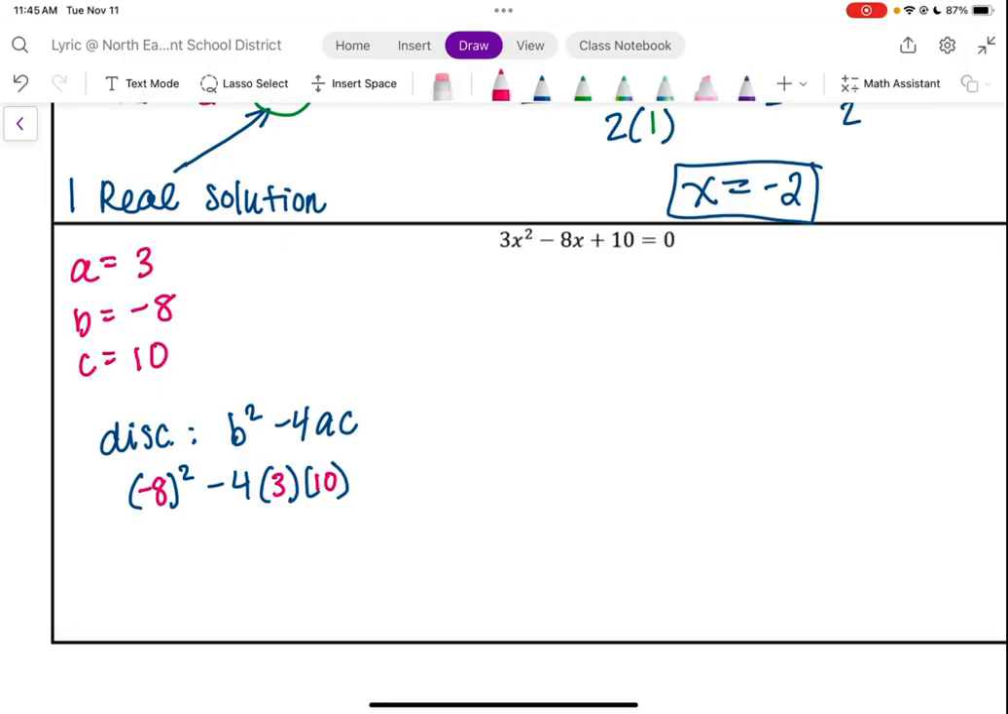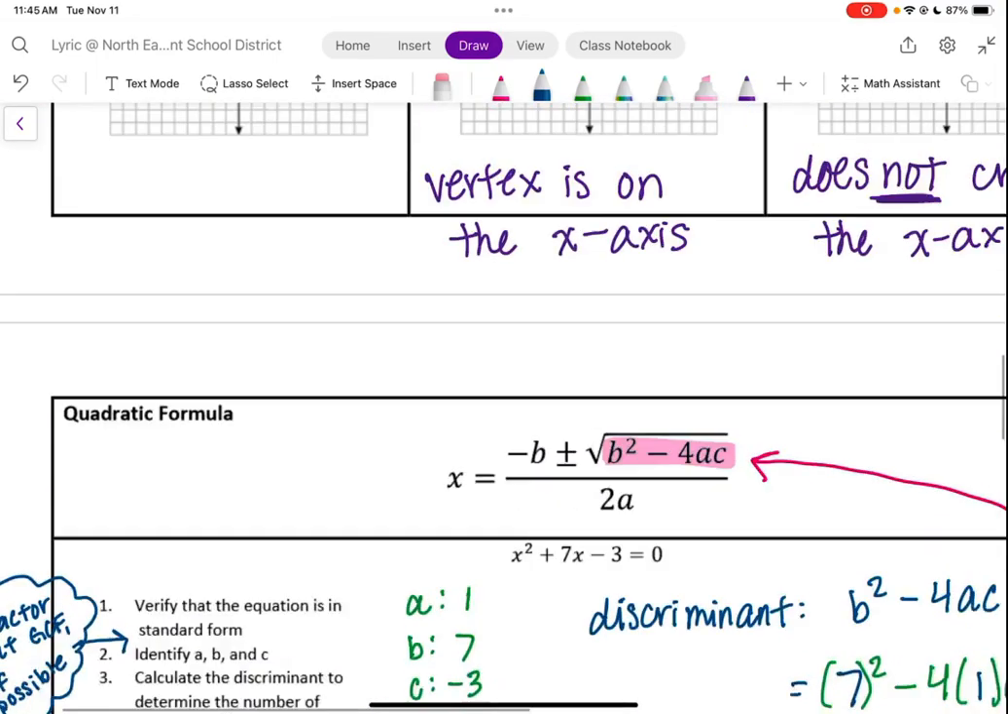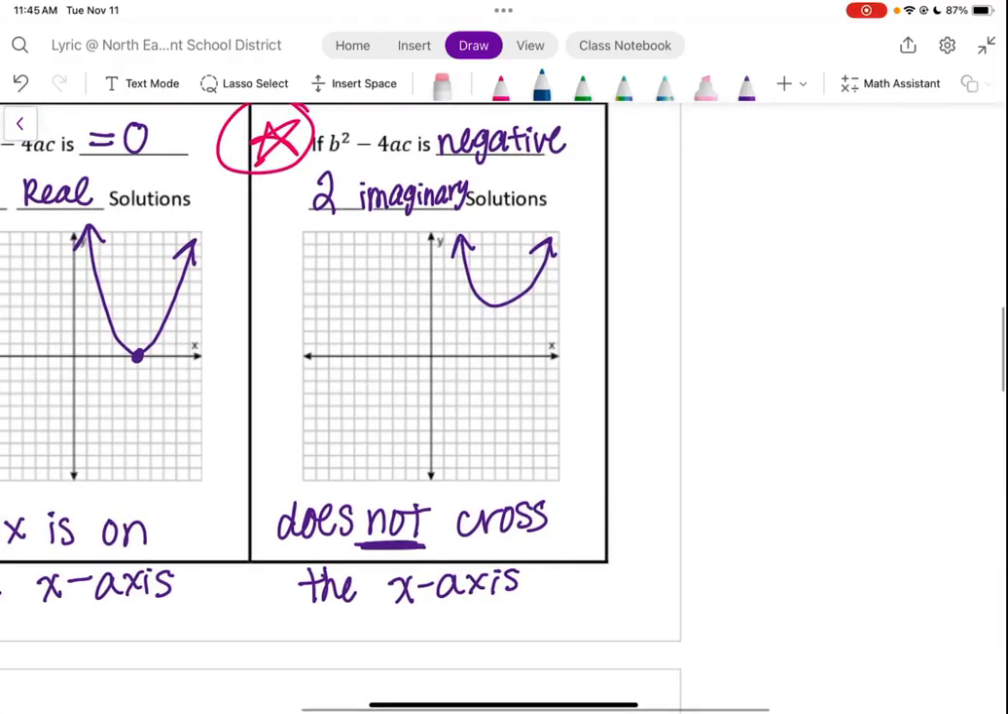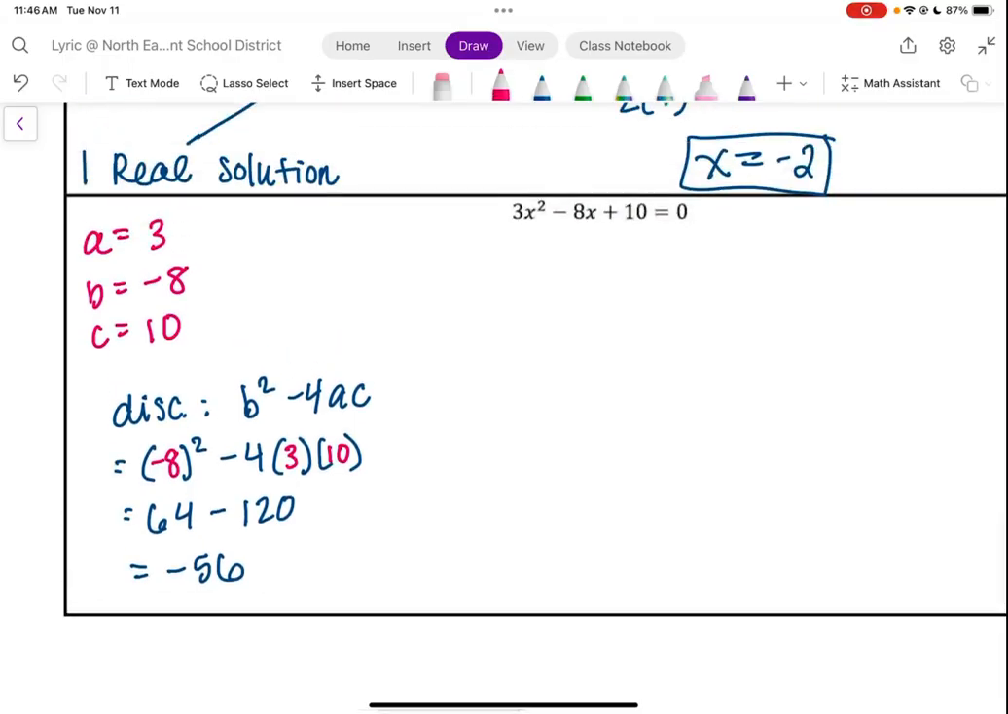Doing this by hand, we would get 64 minus 40 times 3 is 120. And 64 minus 120 leaves us with -56. So because our discriminant is equal to a negative number, looking back on our last page, if the discriminant is equal to a negative, we have 2 imaginary solutions. So this means we have 2 imaginary solutions.